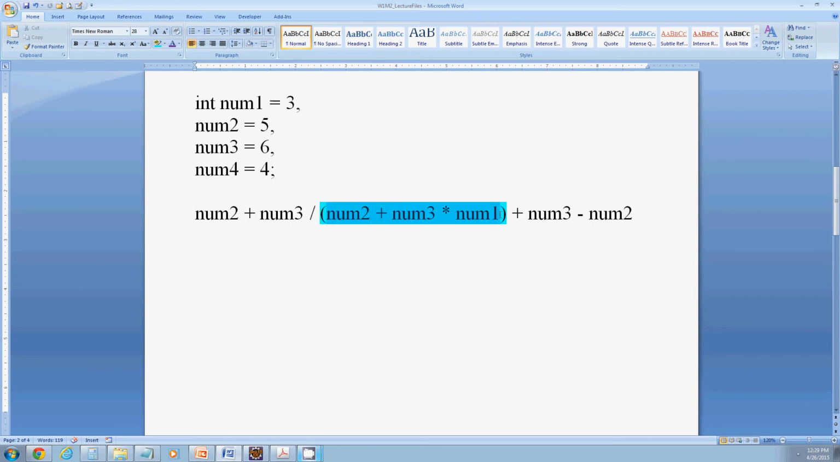So we're scanning. Oh, we find one. So now we replace num3 times num1 with the result, which is 18. Then we reach the end, so we go back to the beginning and we scan for addition and subtraction.